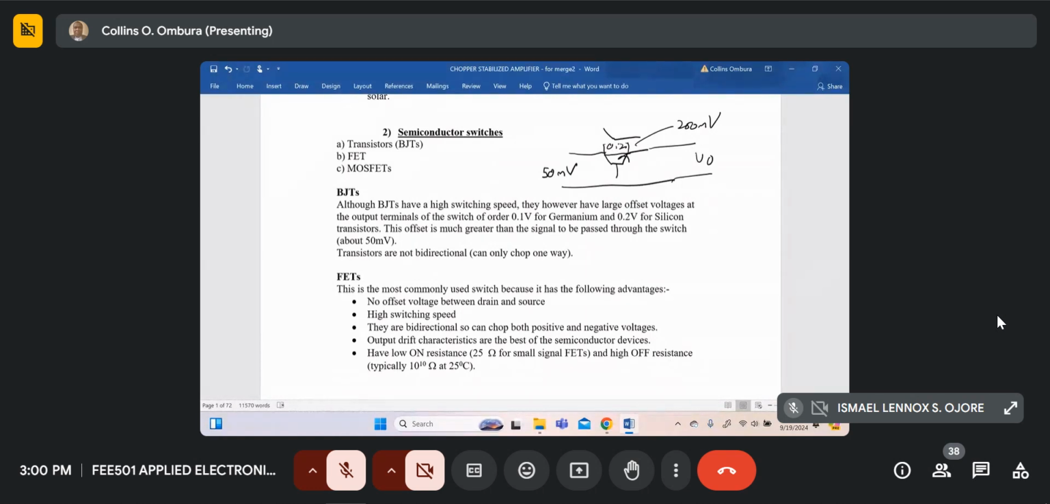And then the other problem with the BJT switch is that it only switches in one way. So when the input voltage changes to minus 50 millivolts on the other side, that switch won't be able to work.